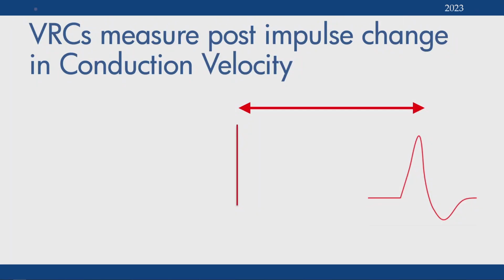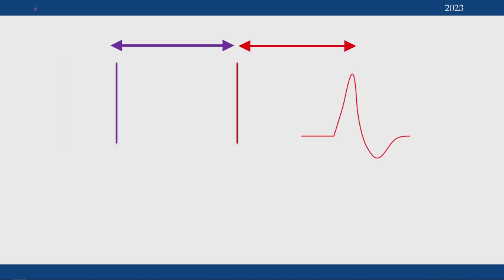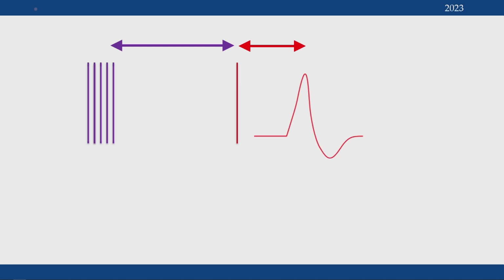So we are looking at post-impulse change. There's no ice cream involved, but we are looking at post-impulse changes in conduction velocity. An increase in conduction velocity we see as a reduction in the latency from the test stimulus to the peak of the response, and that's known as supernormality. The extent of that effect will vary according to the interval between a conditioning and a test stimulus, and also according to the number of conditioning stimuli given.